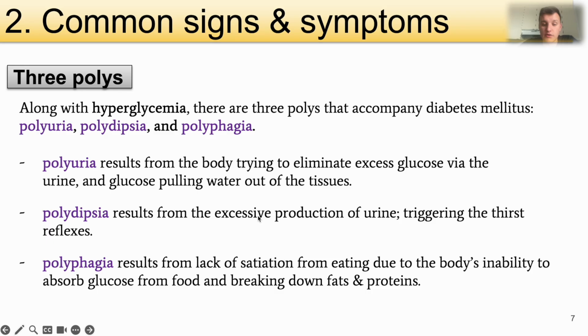Polydipsia, right, results from excessive production of urine. This is production as opposed to trying to eliminate, right? So triggering the thirst reflex, right? This is your thirst. And polyphagia results from the lack of satiation from eating due to the body's inability to absorb glucose from food and breaking down fats and proteins. So you're not satiated, you're still hungry, right? Even though you ate.